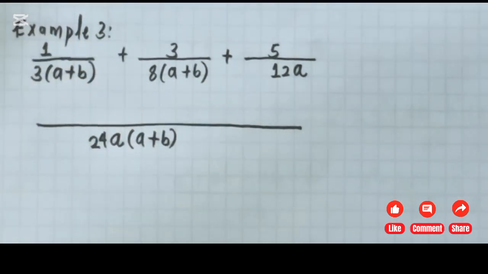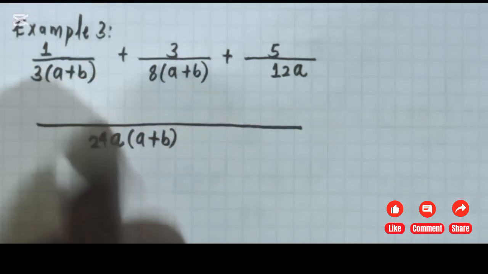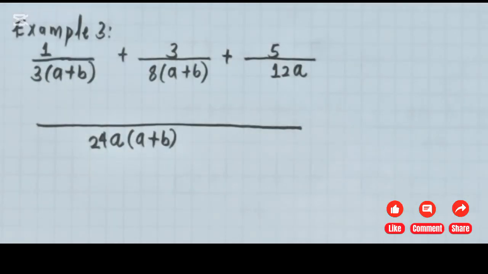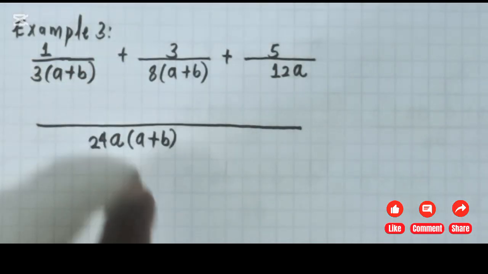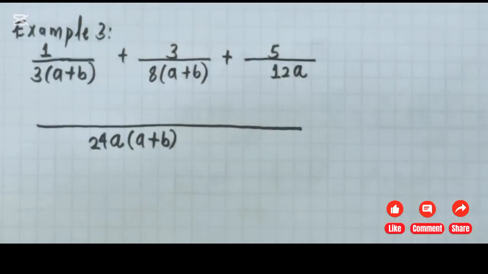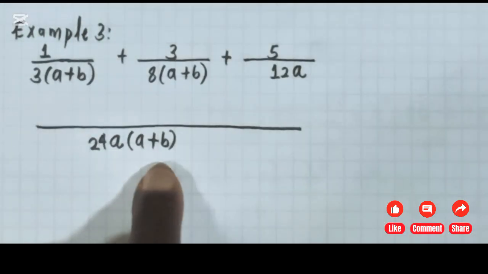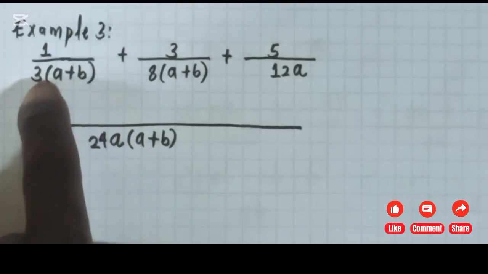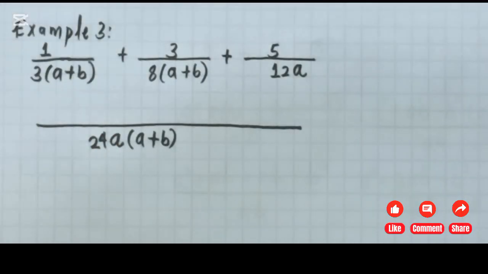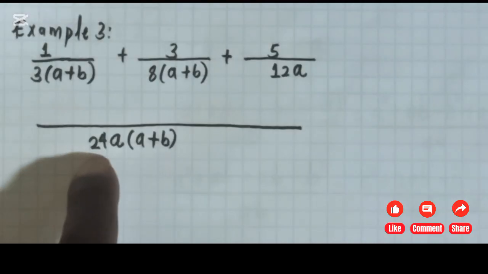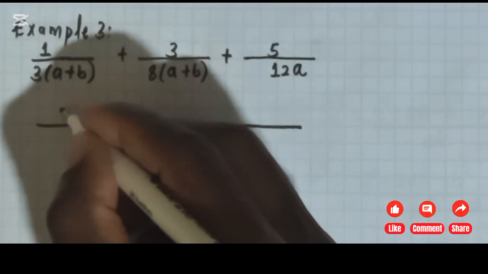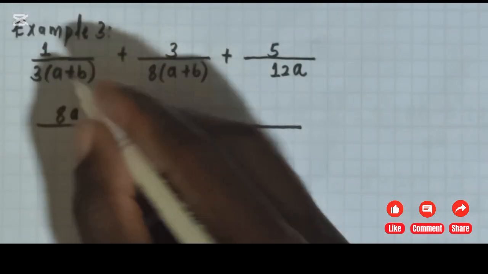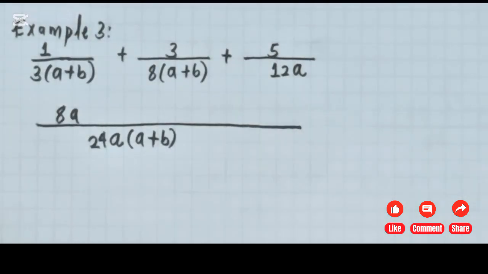So a plus b and a plus b will cancel each other out. So basically we're going to remain with 24a divided by 3. That's going to be 24 divided by 3, giving us 8a. So that will be 8a times 1, which is just 8a.